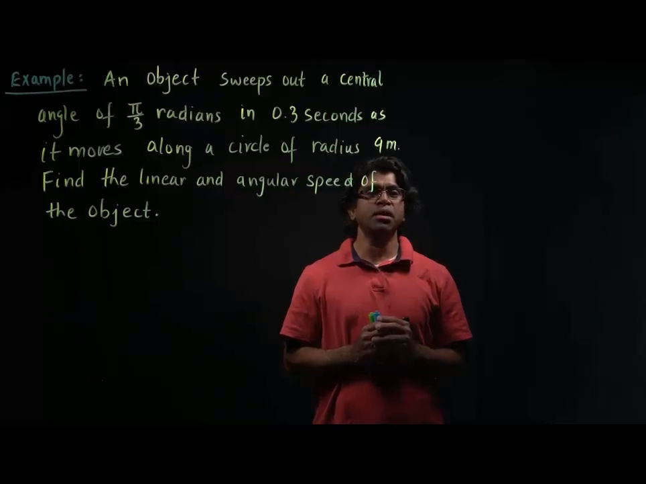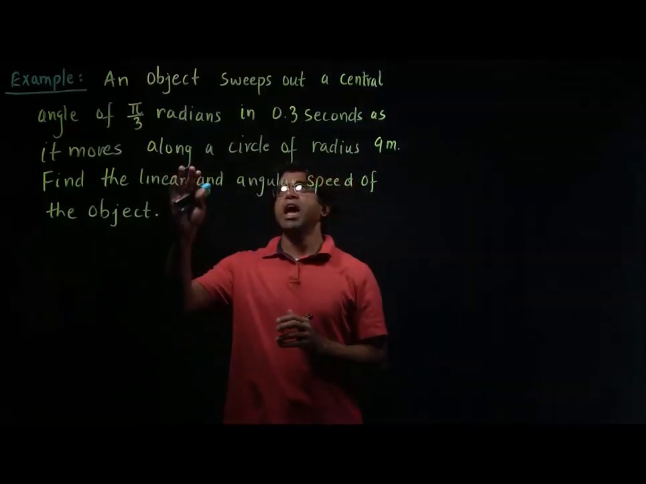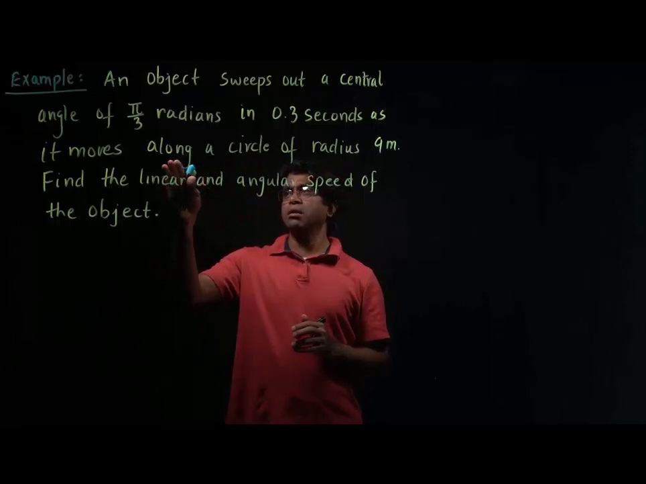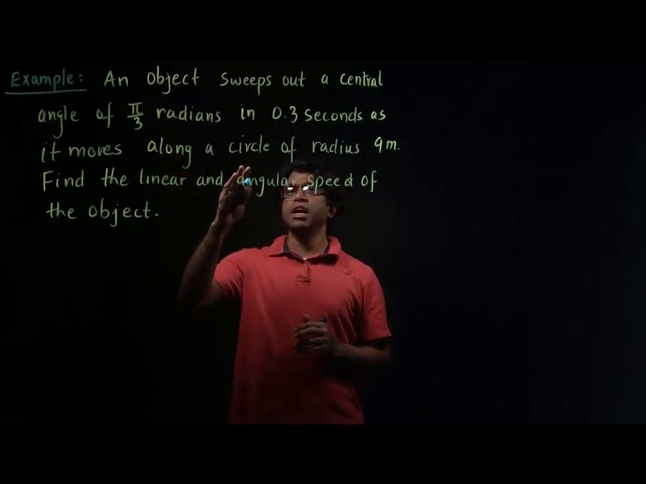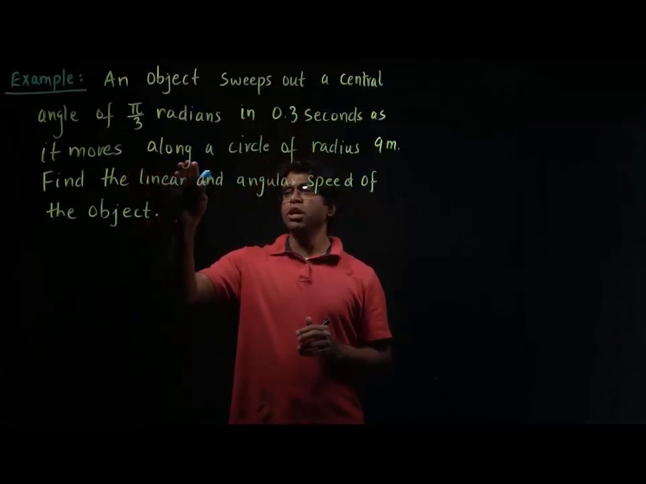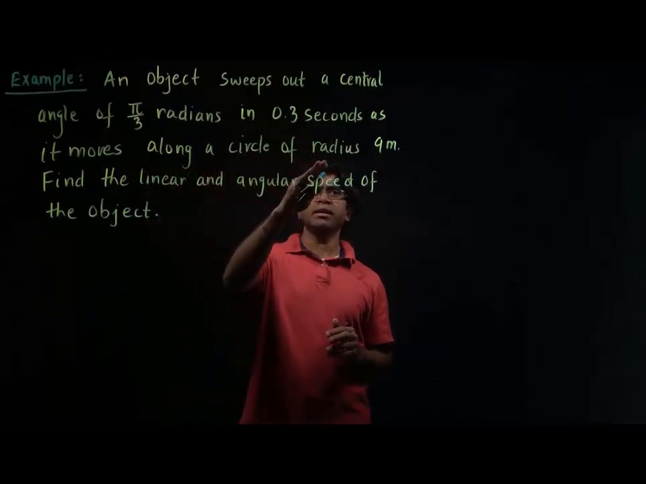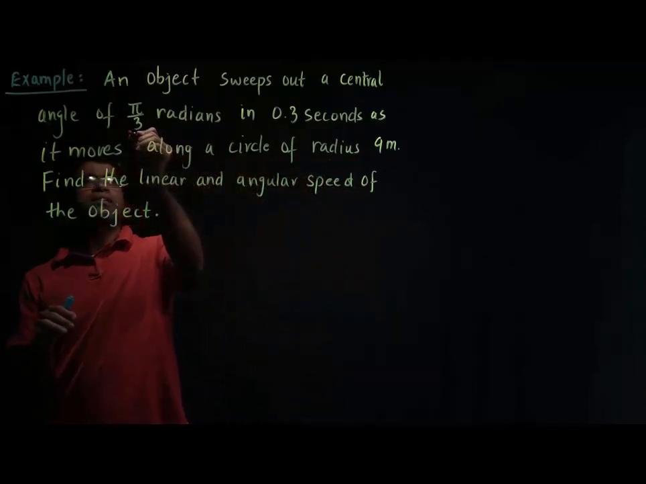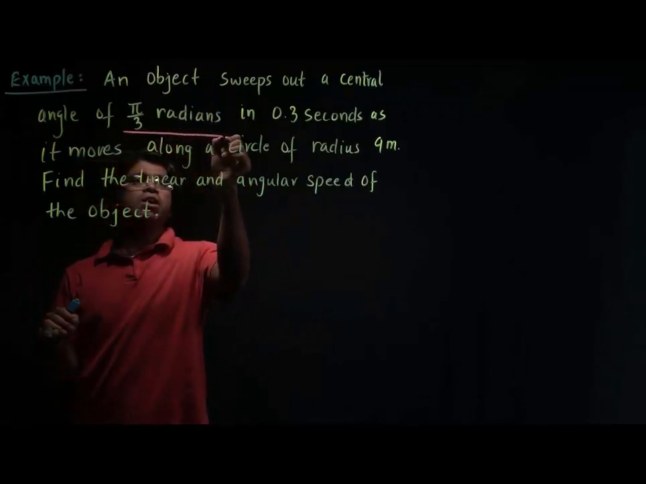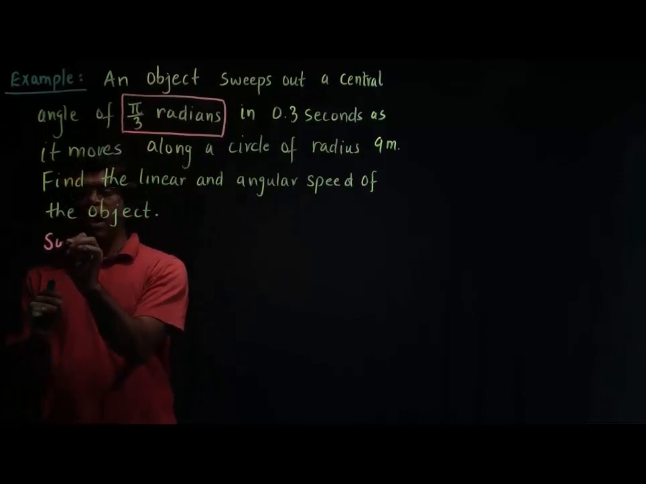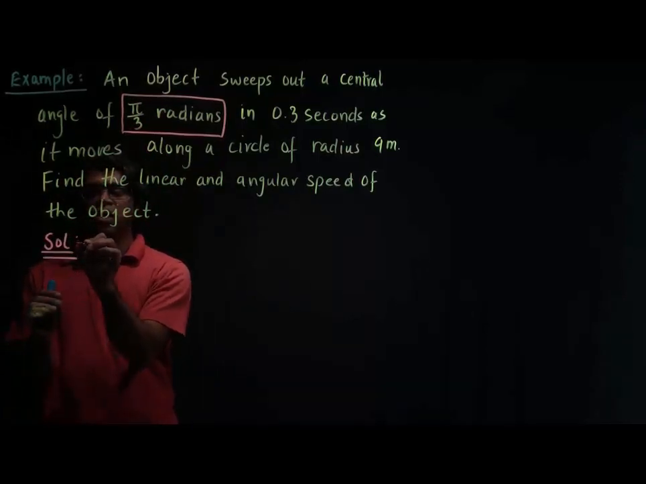Let's talk about an example of linear and angular speed. The example is: an object sweeps out a central angle of pi over 3 radians in 0.3 seconds as it moves along a circle of radius 9 meters. As you can see, it is given that my central angle is pi over 3 radians. So I'm going to write what is given in my question.